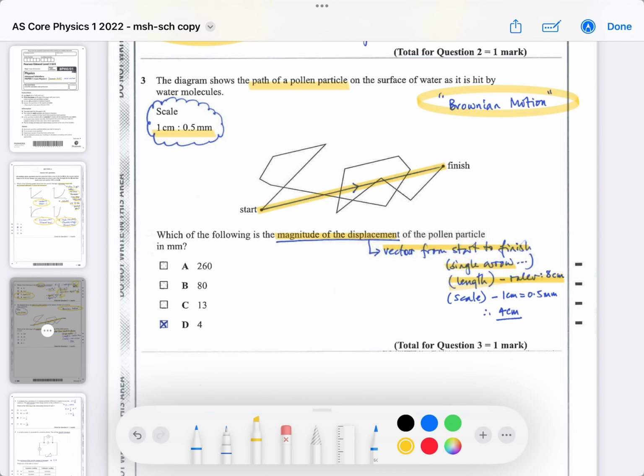It's 8 centimetres. 1 centimetre is half a millimetre, so the answer will be 4 millimetres. I got the unit wrong on the paper, so that's a mistake. That bit should be millimetres. Anyway, the answer is 4. There's only one answer for that, and that is D.